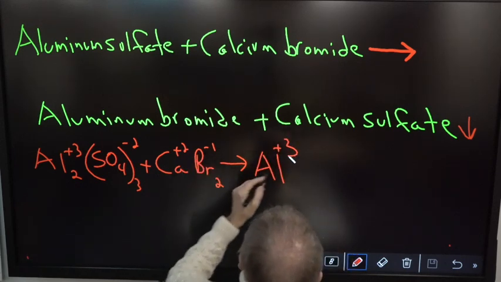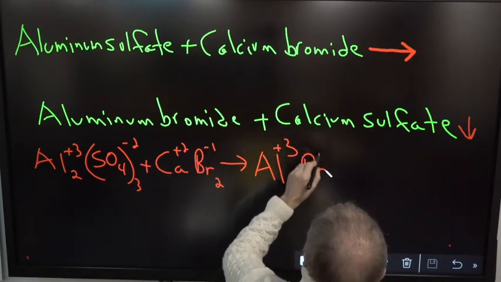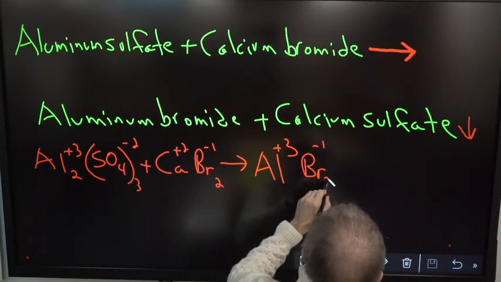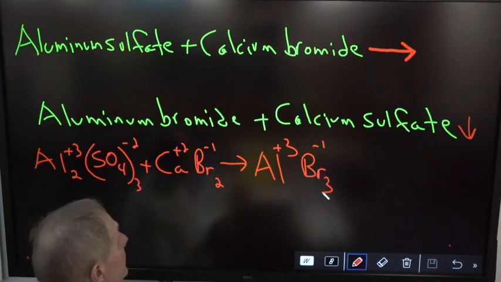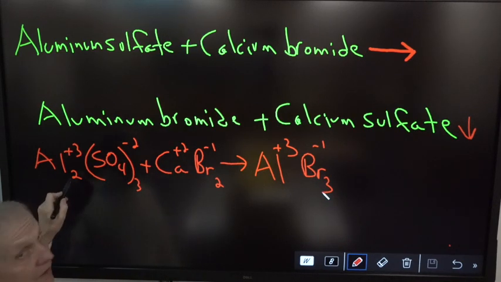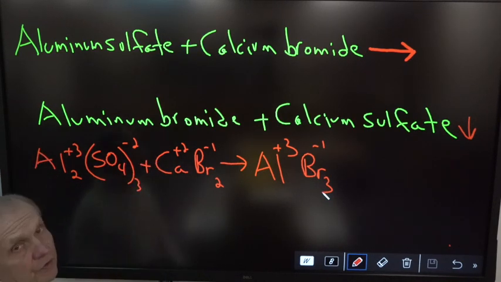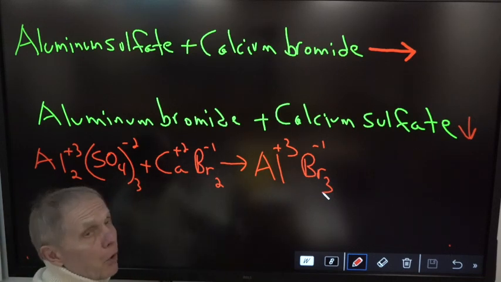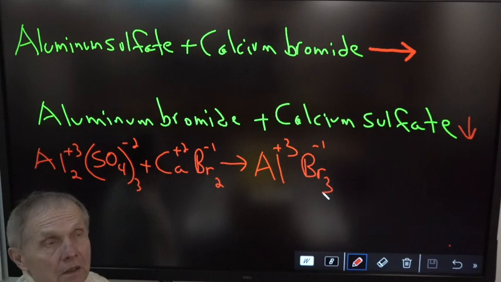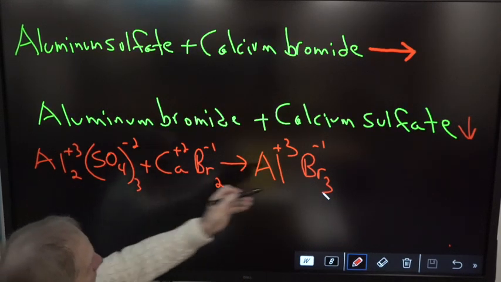And bromine is Br minus 1. And we got a crisscross 3. Now, a common mistake that everybody makes is, you see that 2 right there next to the Al? That was a crisscross product. Never ever bring the crisscross products over to the other side. All right, so that 2 you never bring over there.